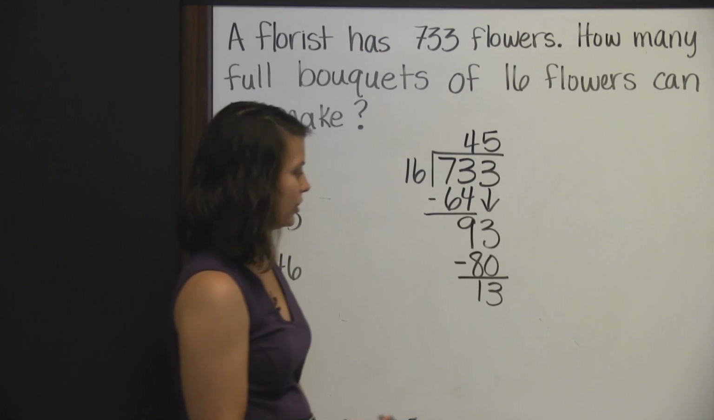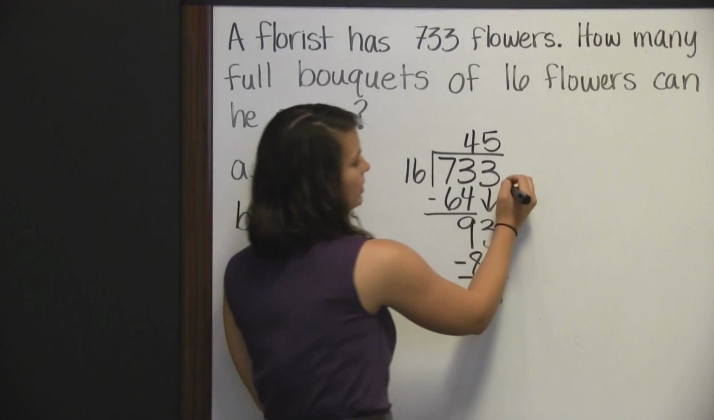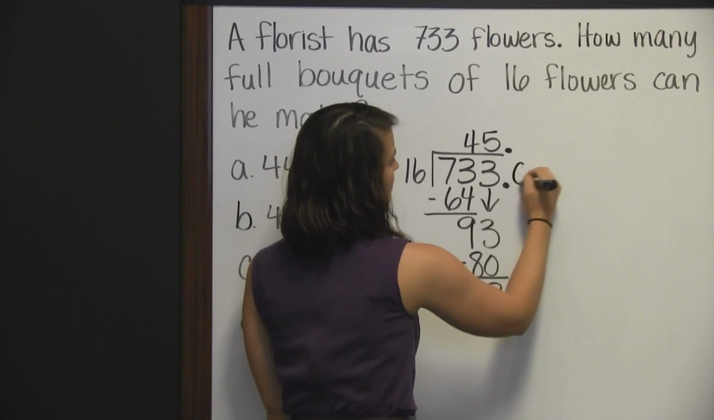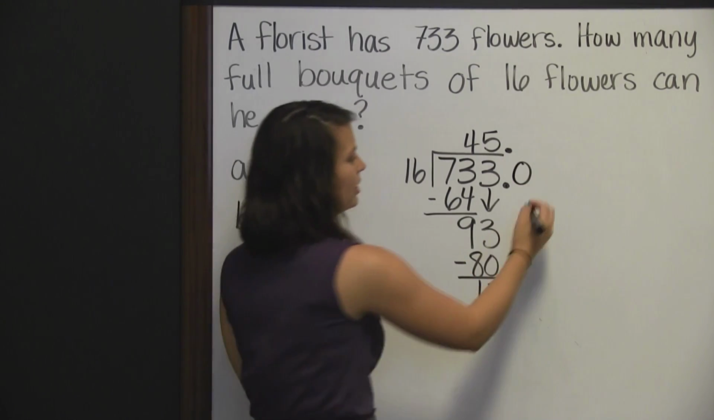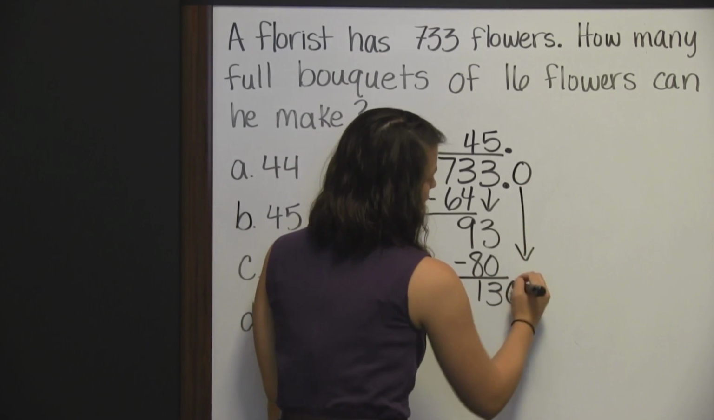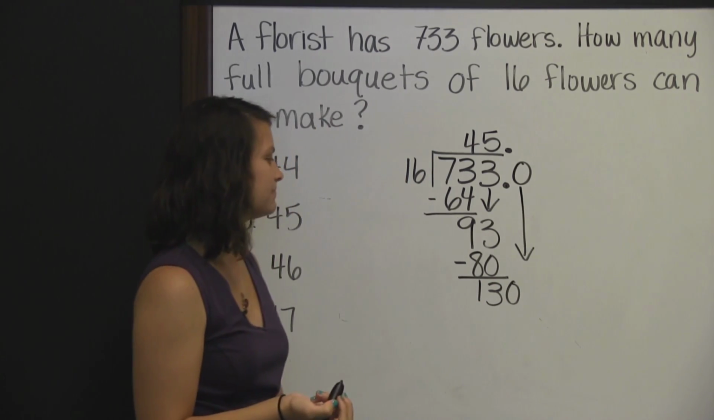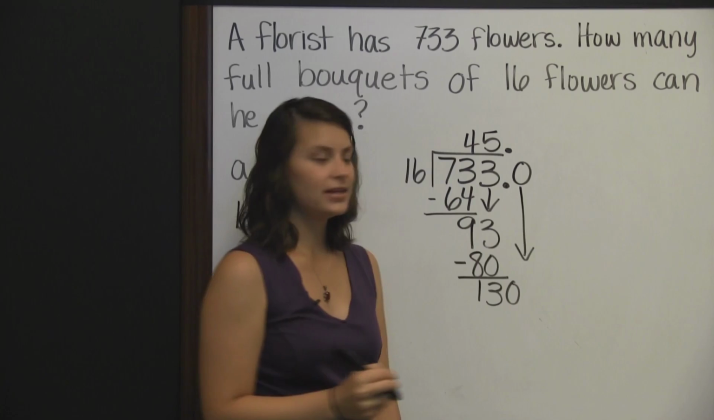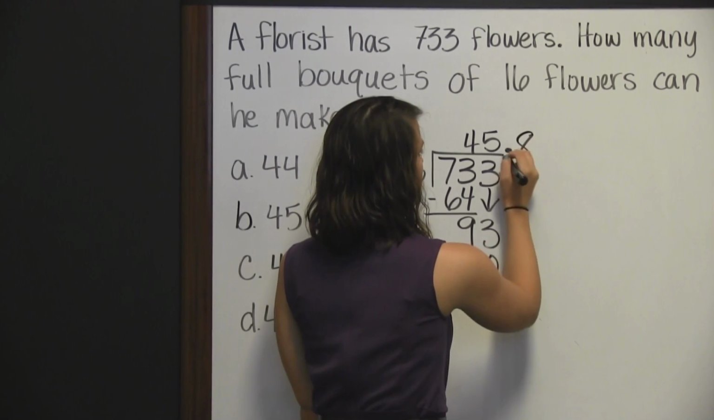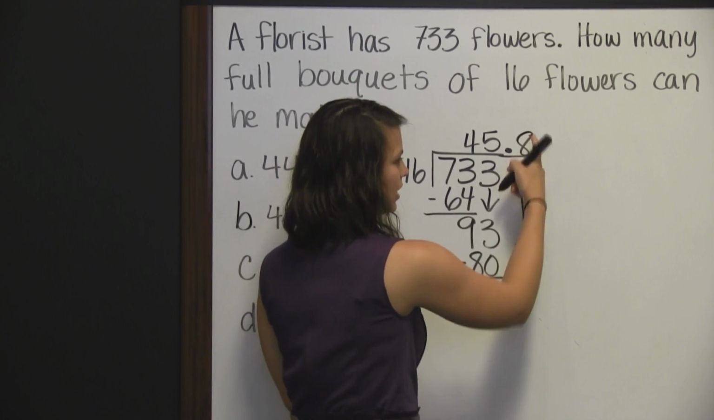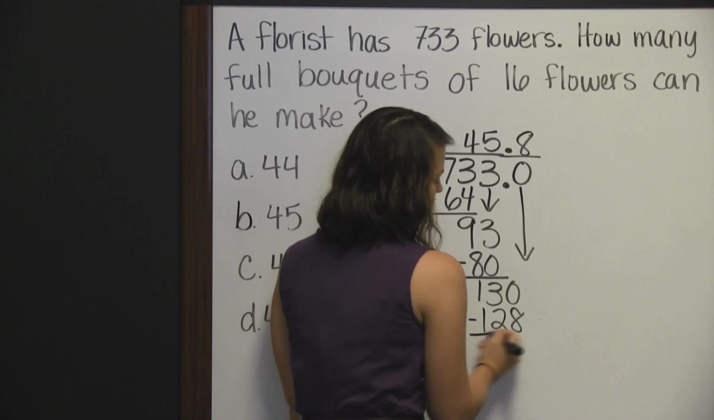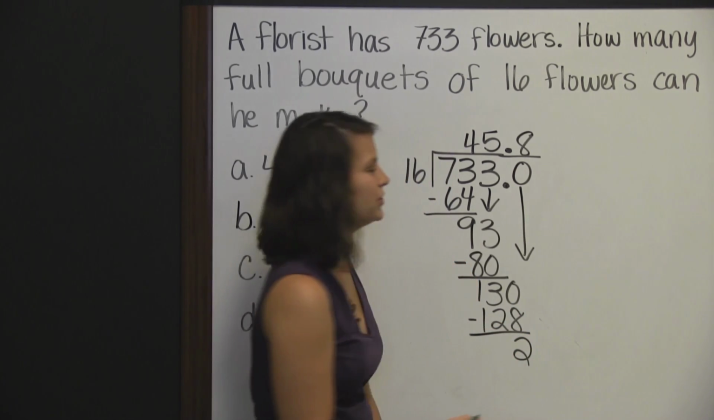And we could stop here. Or we could add a decimal here in our answer, and add a 0. And then we could bring that 0 down. And we could find out what our decimal is. So 16 now goes into 130 8 times. 16 times 8 is 128. And again, we subtract, and we get a remainder of 2.